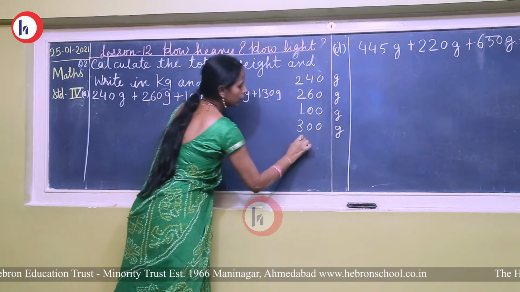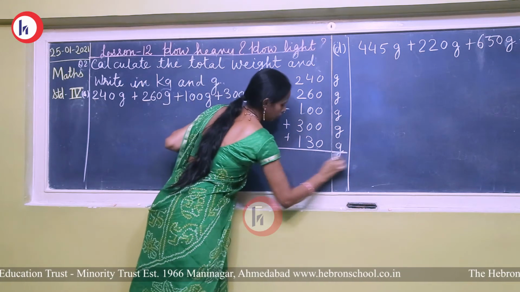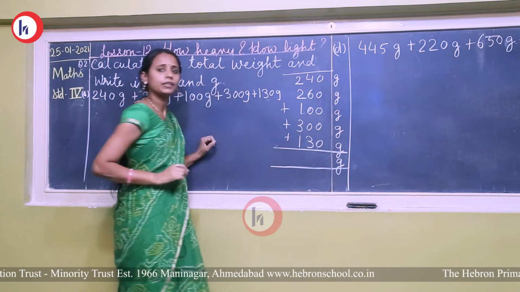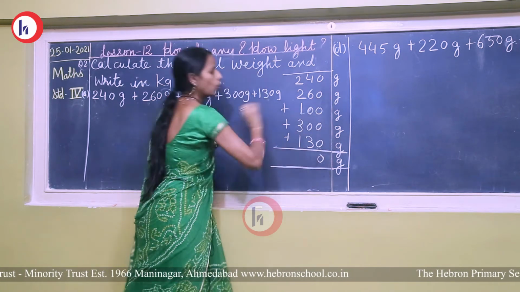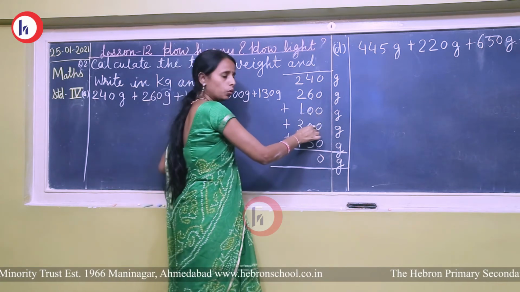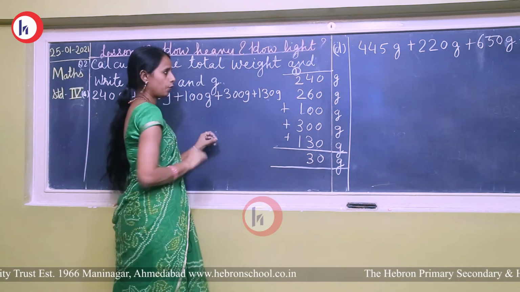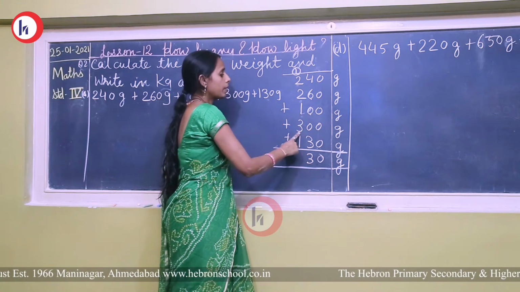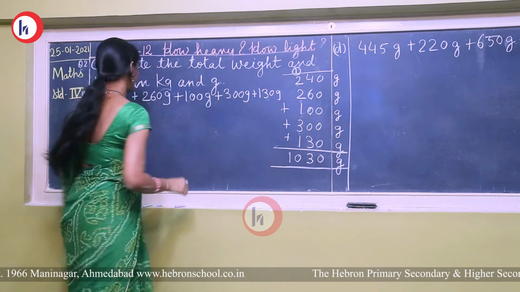Then 130 gram. Now in this way we have to arrange, and then we will add. First over we will write unit, then 0, 0, 0, 0 and 0. So we will write here 0. Then 4 plus 6, 10, 10 plus 0, 10, 10 plus 0, 10, and 10 plus 3, 13. So 3 will be here and 1 will be carried forward. Now 1 plus 2, 3, 3 plus 2, 5, 5 plus 1, 6, 6 plus 3, 9, and 9 plus 1, 10. 1030.